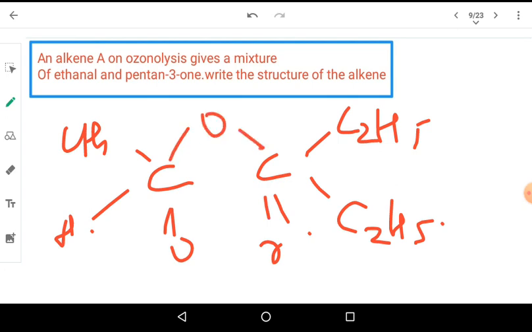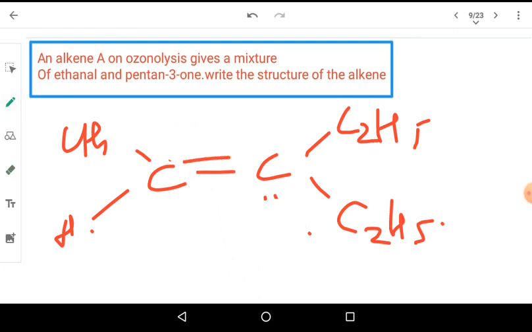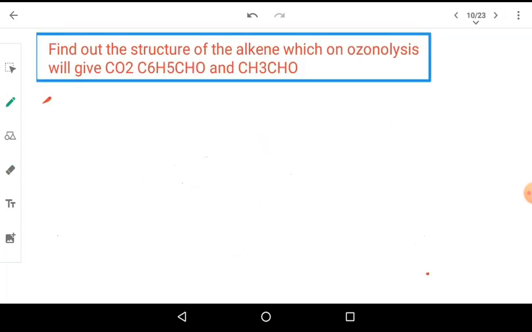So create an ozonide and do the cleavage, remove all the oxygens. And now what we have to do, we have to just create a bridge. So this is the alkene that we are getting. Find out the structure of the alkene, which on ozonolysis will give us these products.